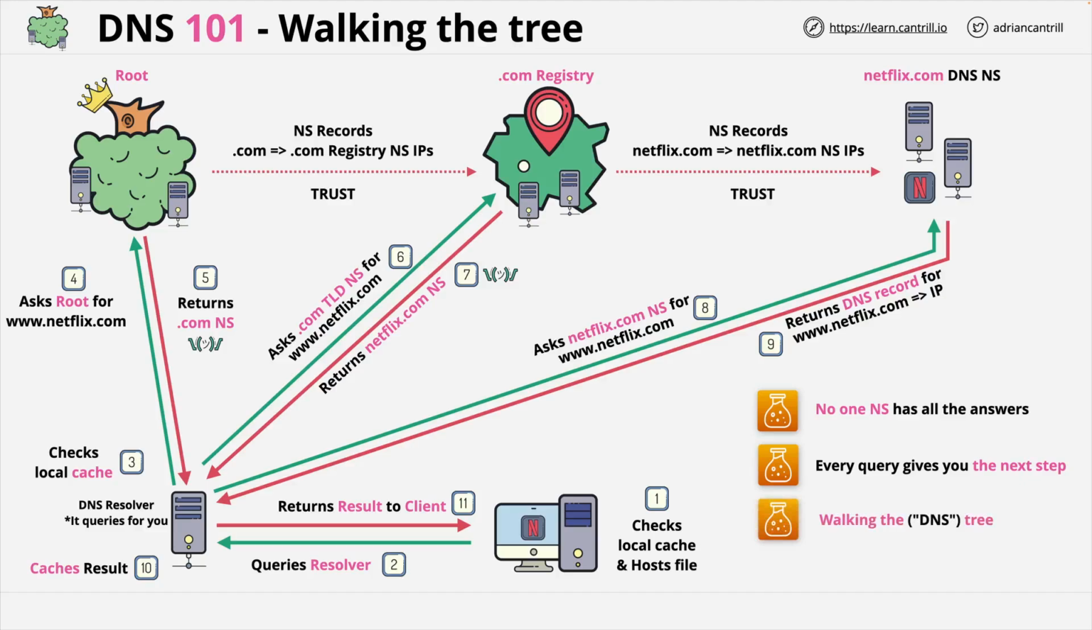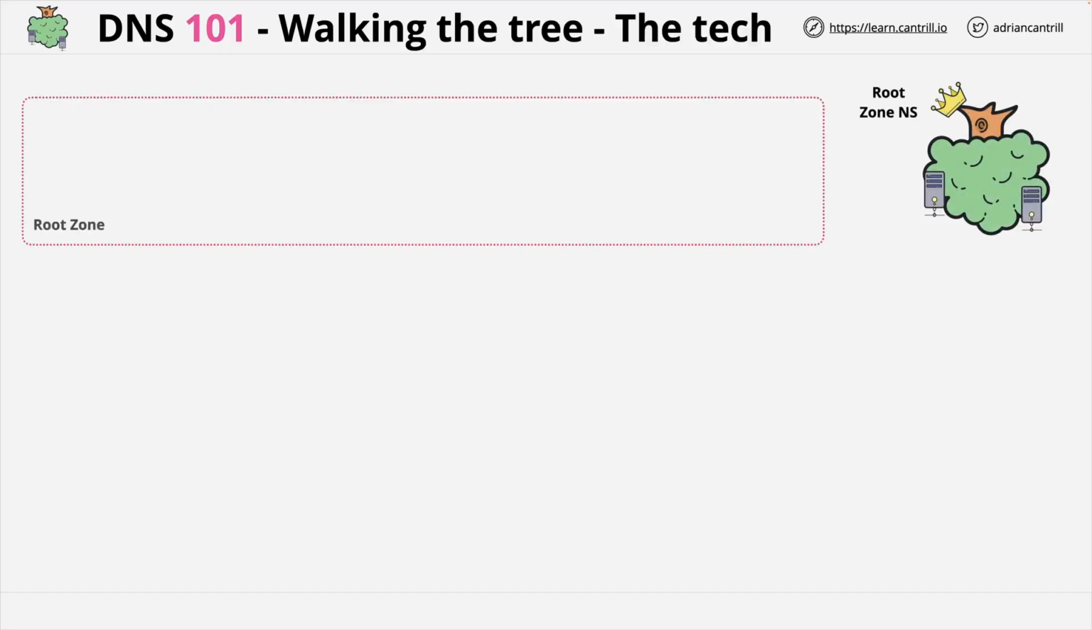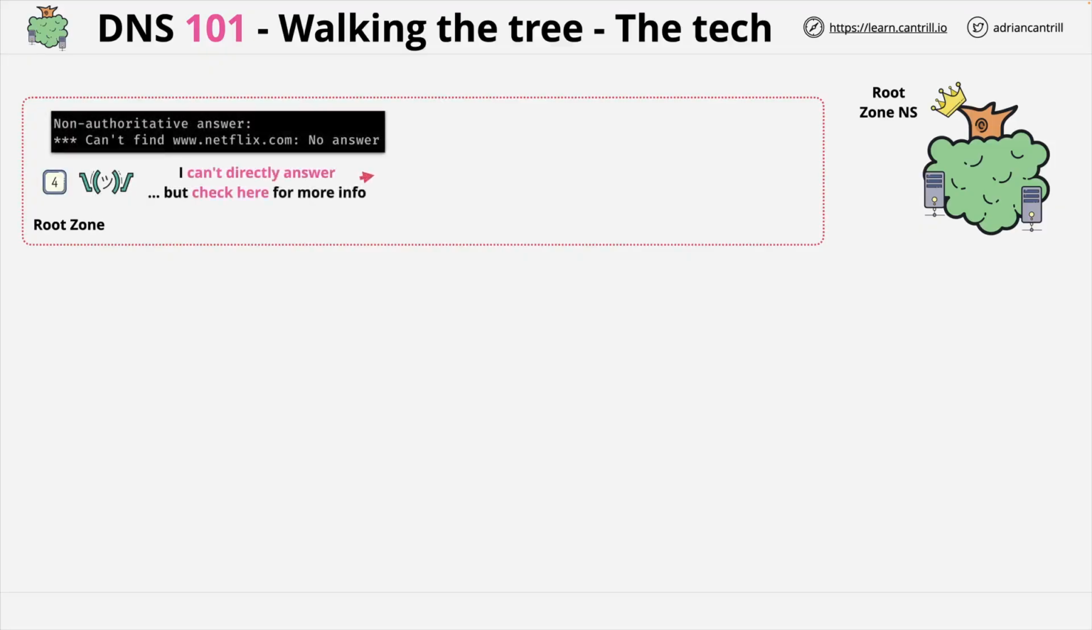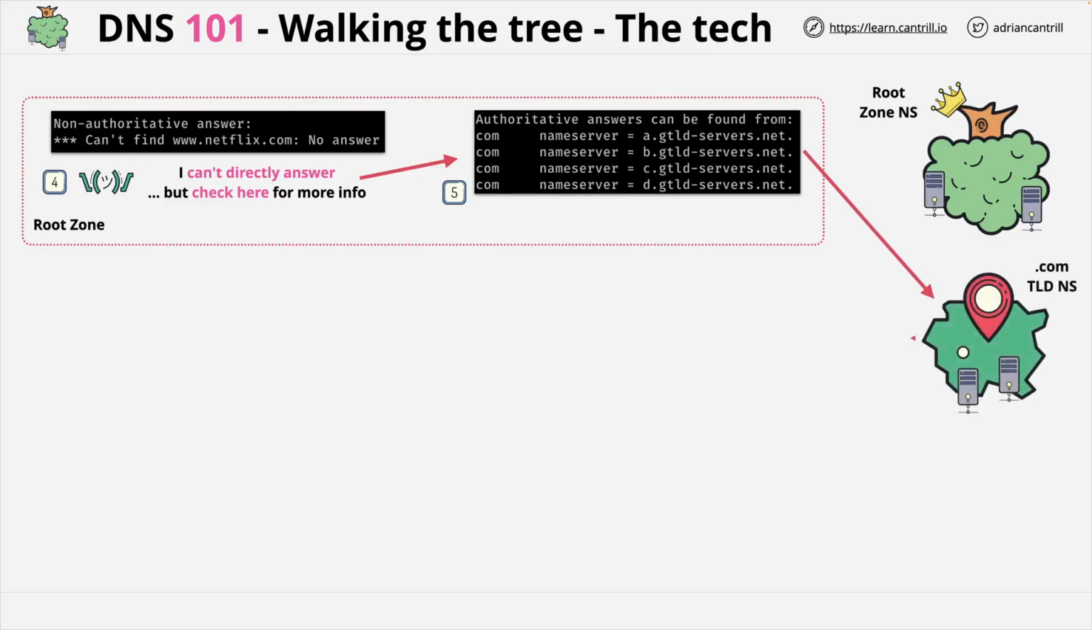Now this is the process from a high level, but technically how does it look? Well, let's check that out. We start with the root zone, and I've skipped a few steps to step 4 when the resolver is querying the root zone. The root zone doesn't have the information needed, but it does know which name servers handle .com, and so it can provide this information. These are a subset of the name servers run by VeriSign which manage the .com TLD. So these are the servers which host the .com zone file.